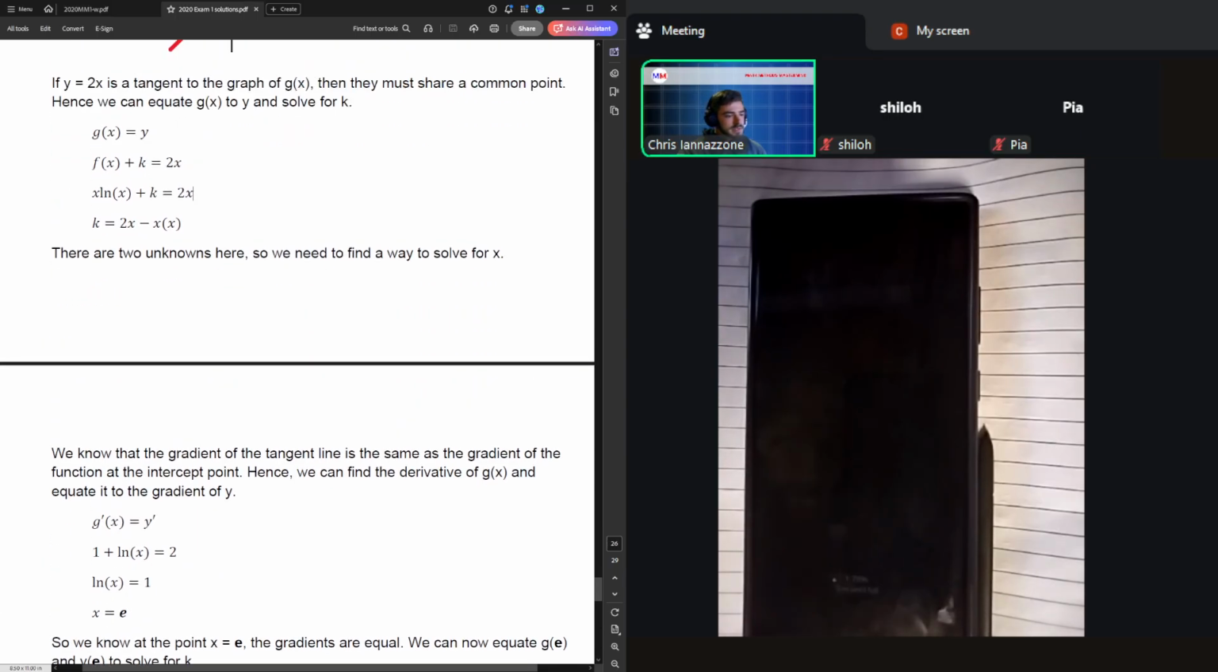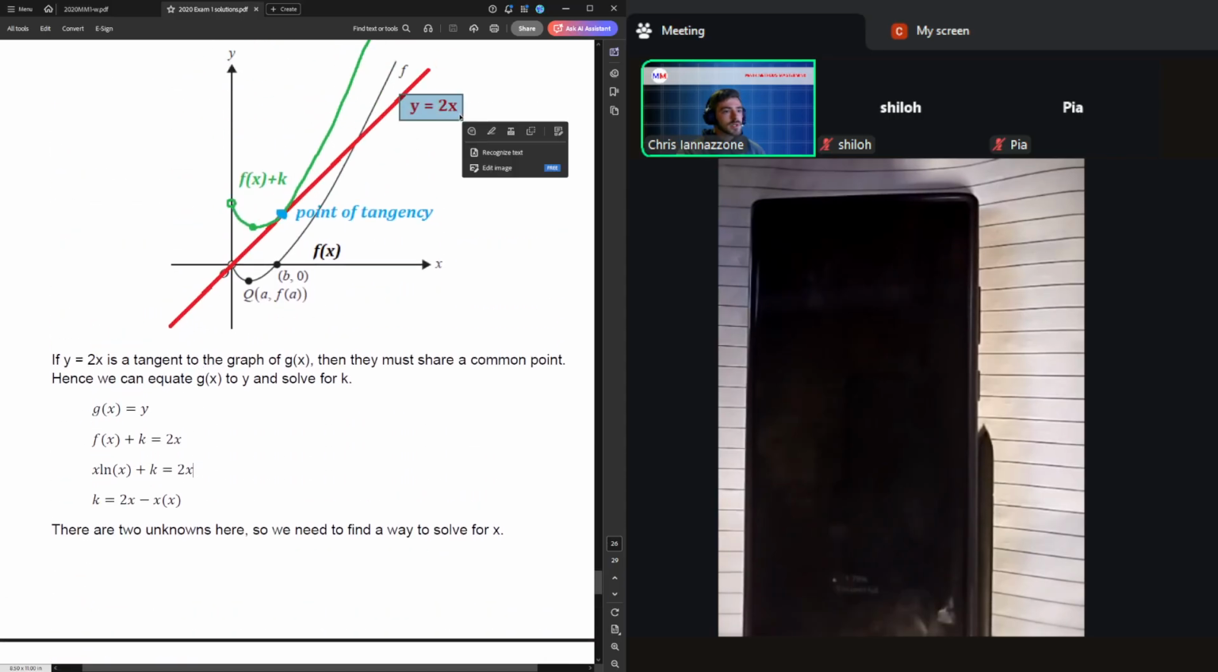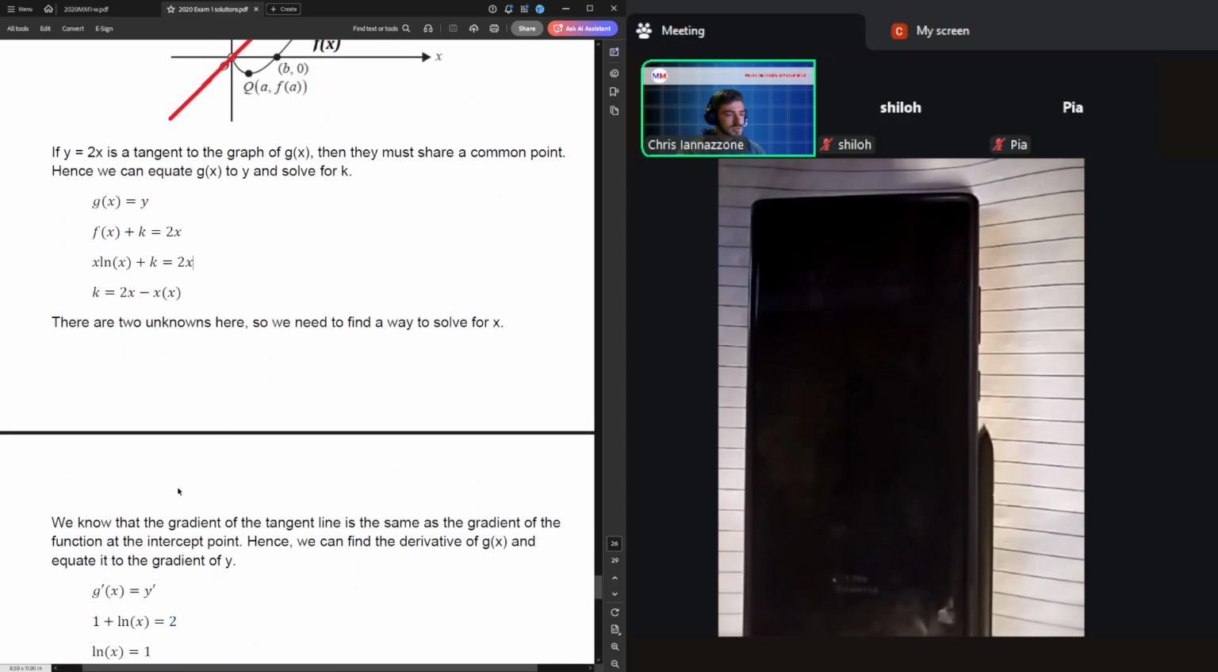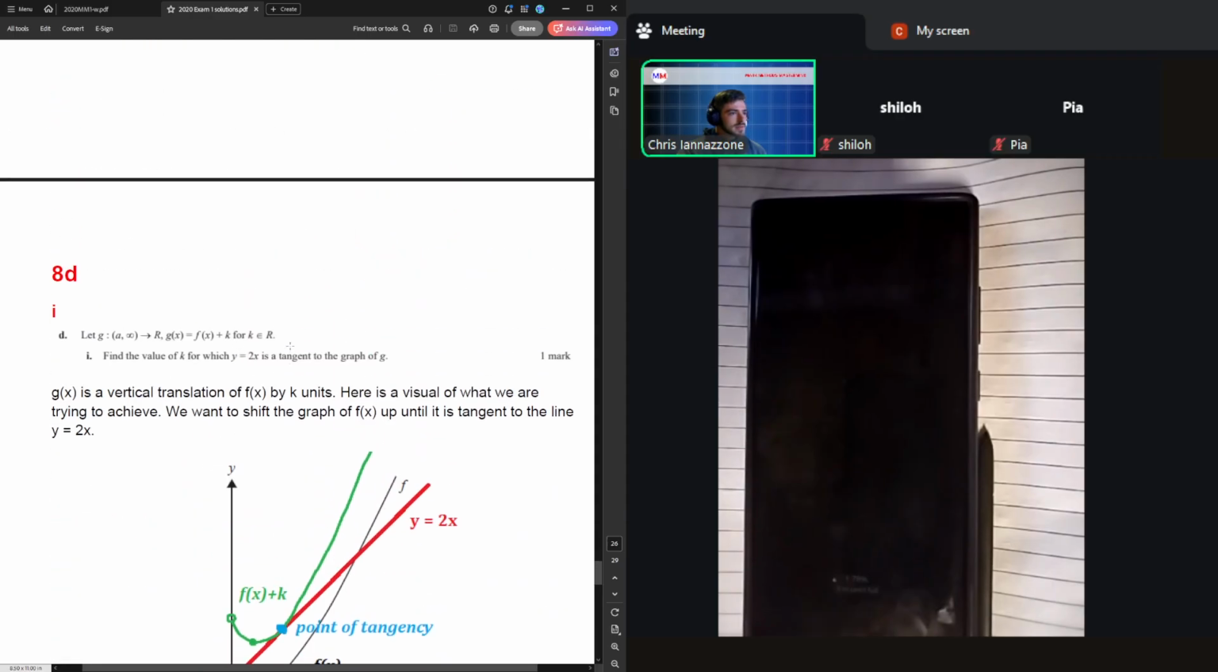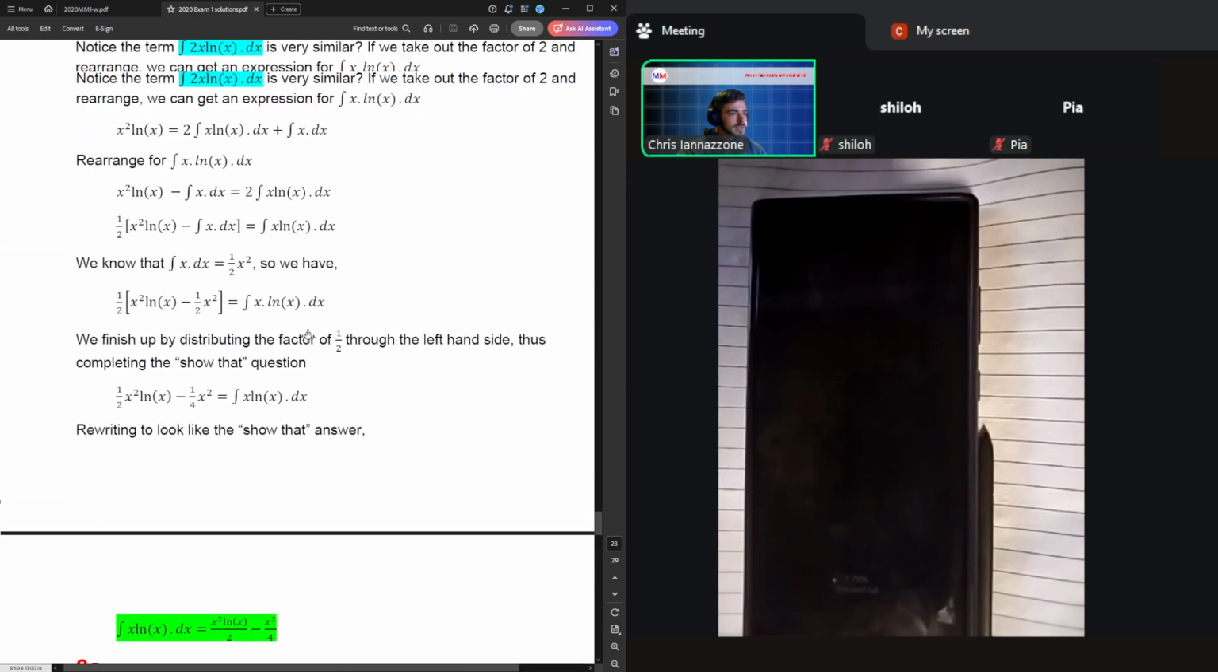Making gradients the same is just going to be a matter of derivatives being the same. So you find the derivative of g, you find the derivative of y, right? Make those two derivatives equal to each other. Again, y is 2x, so the derivative of that is just 2. Derivative of g, we've done that before. g was just f plus k, so we just take the derivative of f that we had from before.